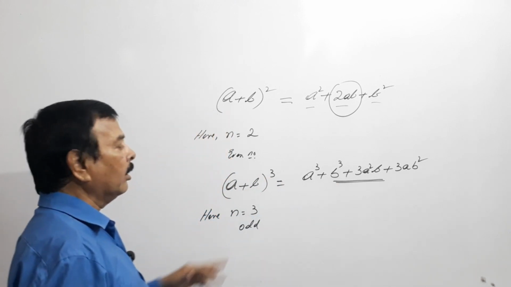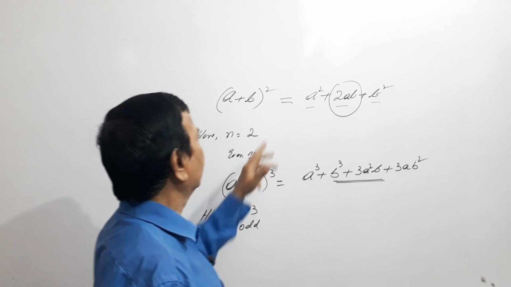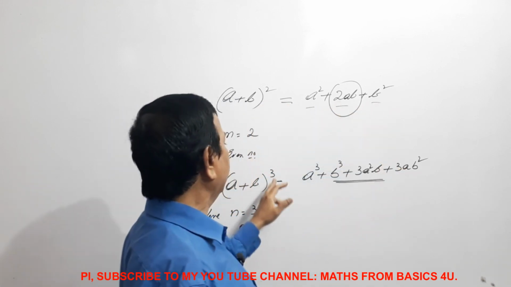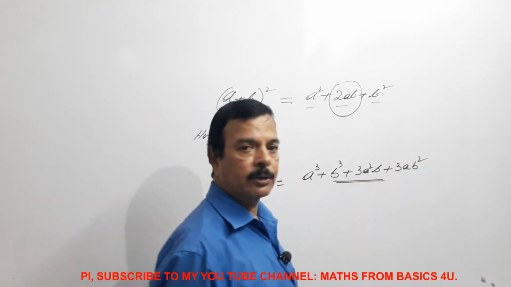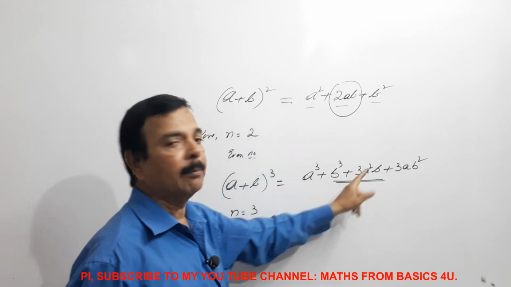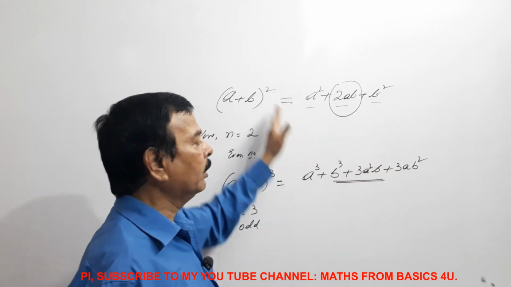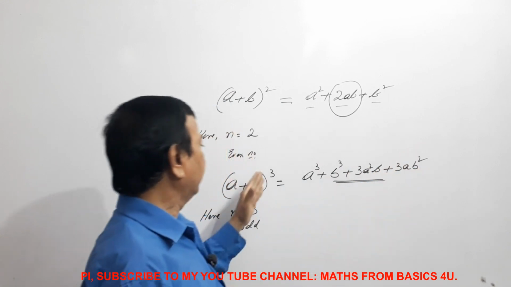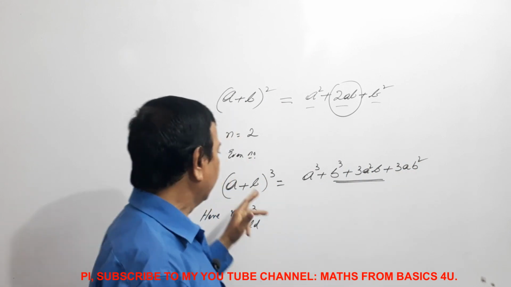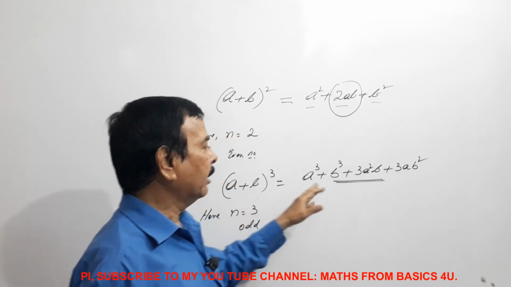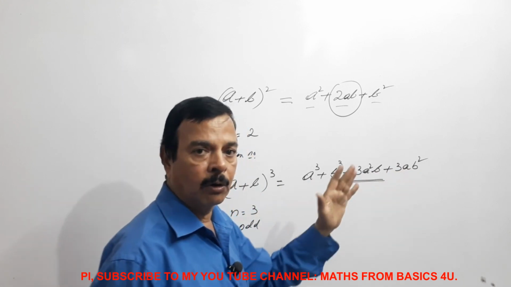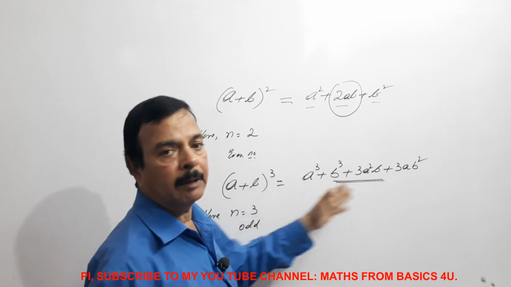So here, what have you noticed apart from this? When n is 2, we have 1, 2, 3 terms. When n is 3, 1, 2, 3, 4 terms. So as the value of n increases, there will be n plus 1 terms. So if n is 2, it will have n plus 1, that is 3 terms. If n is 4, it will be 4 plus 1, that is 5 terms. If n is 3, it will be 3 plus 1 terms, and so on. For power of n, it will be n plus 1 terms.